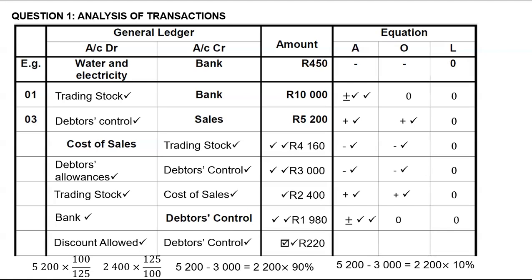Discount allowed is an expense. It will reduce your owner's equity. Debtors control is an asset. It's decreasing. Therefore, it will decrease your assets. That's why we have minus under assets. We have minus under owner's equity. As I've said, discount allowed is an expense. It will reduce your owner's equity.